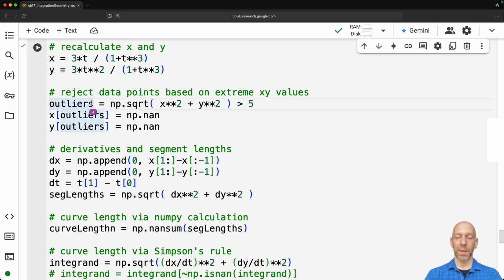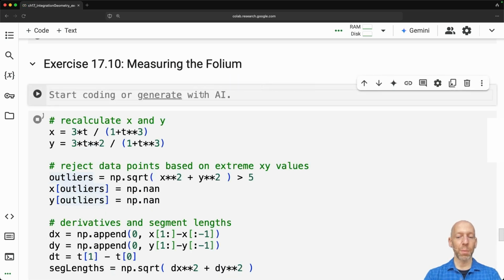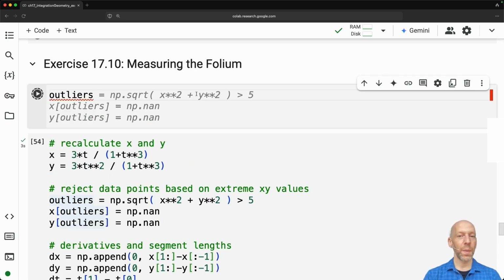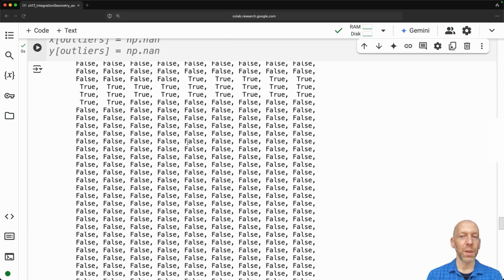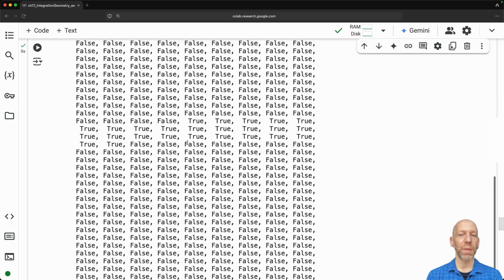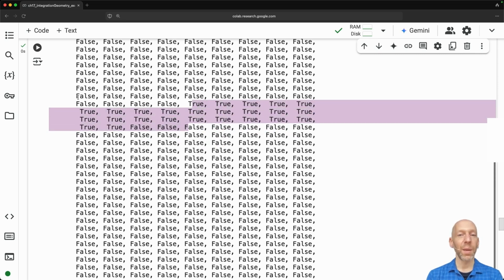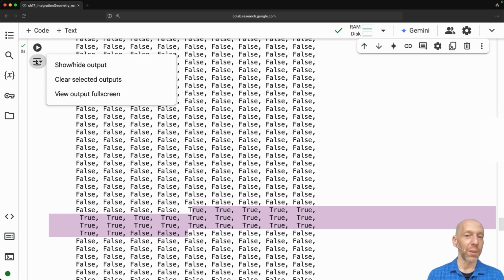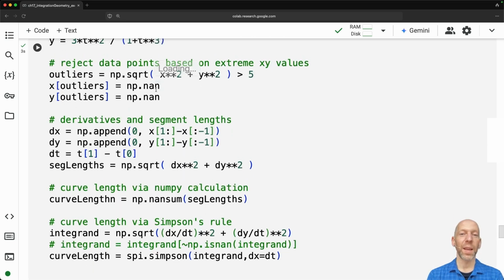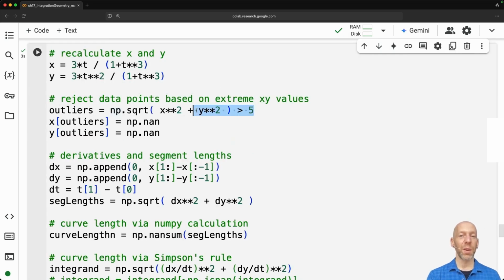Let me run this and I'll show you this variable. So this is a Boolean vector, and it looks like this. It's all false, you can see it's false almost everywhere, and there's a couple of values that are true. Where it is true, these are considered to be outliers. Okay, and why are they outliers? This is based on my admittedly fairly arbitrary threshold of 5.